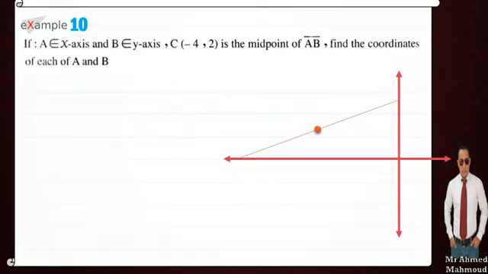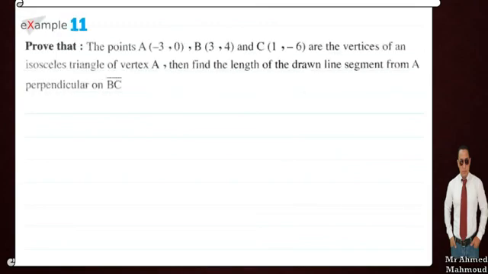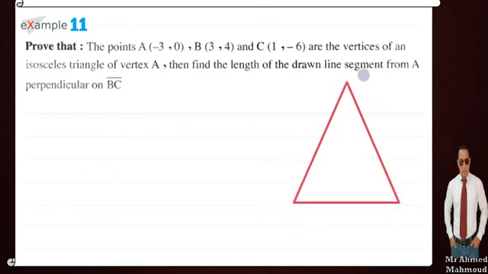Example 11. In this example, A, B, and C are vertices of an isosceles triangle. Prove that they are vertices of an isosceles triangle. Okay. First, by drawing the triangle like this. Okay, A, B, and C. So I need to find AB, BC, and AC.